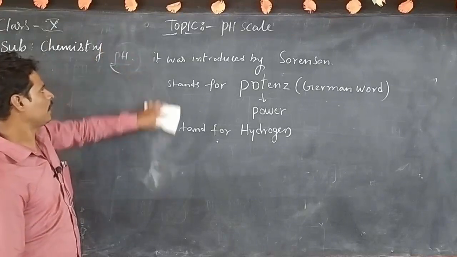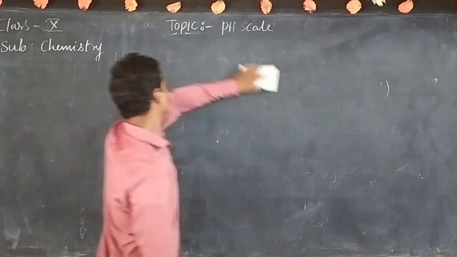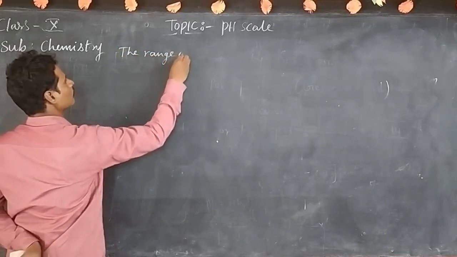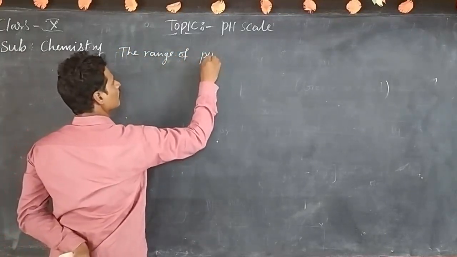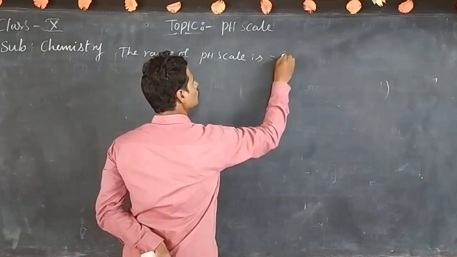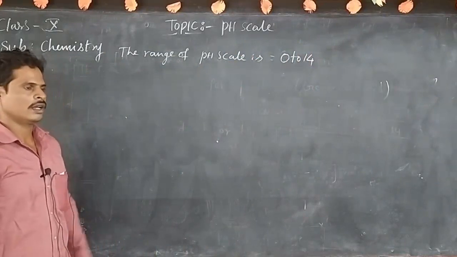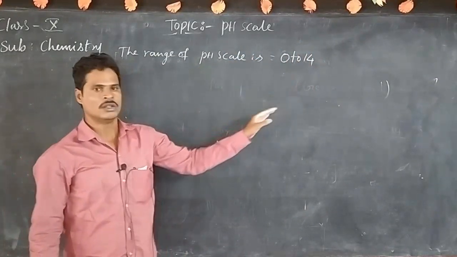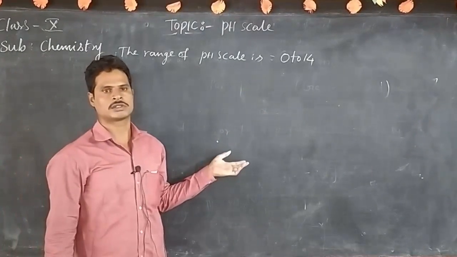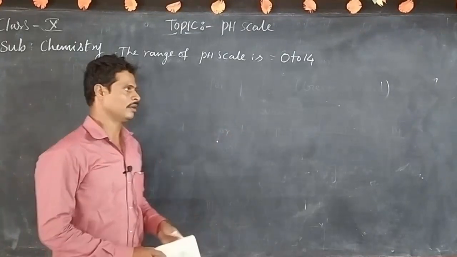Now, what is the range of the pH scale? The range of the pH scale is 0 to 14. So the pH value is from 0 to 14. What happens for 0 to 7, for 7, and for 7 to 14? We can identify the solution nature.